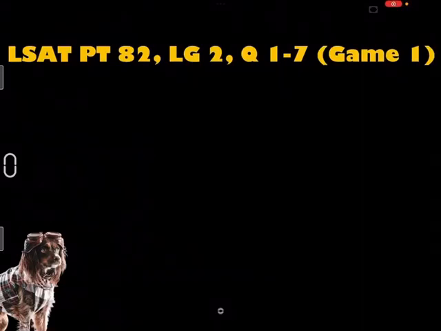We are looking at LSAT Prep Test 82, Logic Game Section 2, questions 1 through 7. There are 6 actors: G, M, O, P, S, and U. The actors are placed in west or east wings. The rules are as follows.